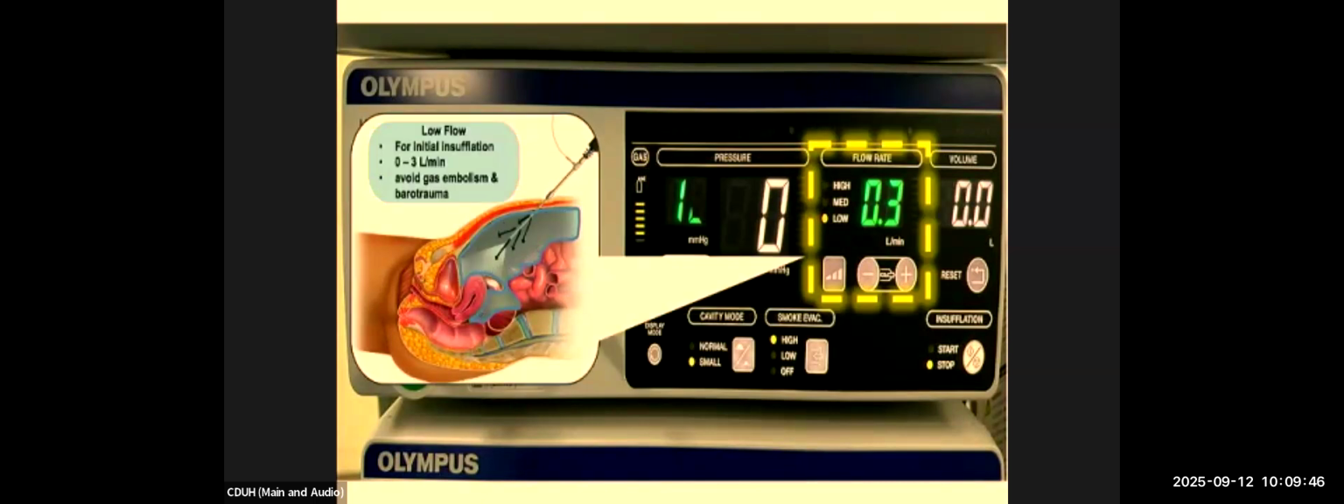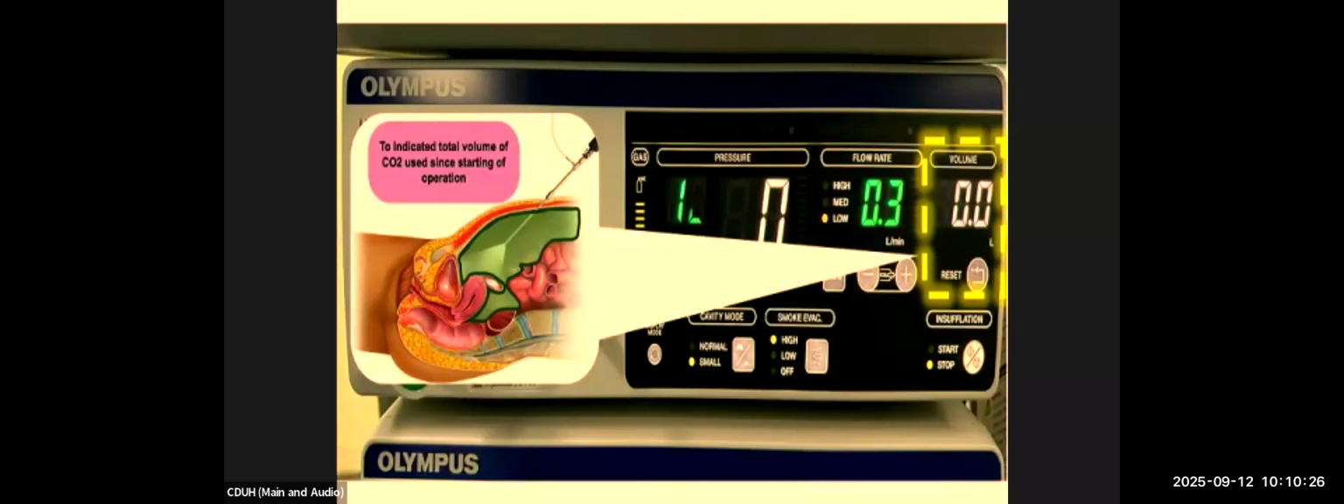Next is the flow. It's how much air we want to get in during the surgery. We usually start with a low flow when we start the surgery, basically to avoid gas embolism and also to avoid barotrauma. However, in our usual usage during surgery, we will use a medium flow, which is around 3 to 10 liters per minute. However, when you're doing suction or you want to irrigate, then you probably would want to increase to high flow, which is around 10 liters per minute.